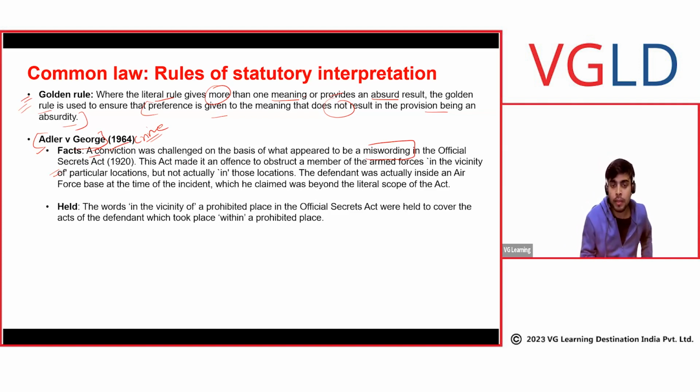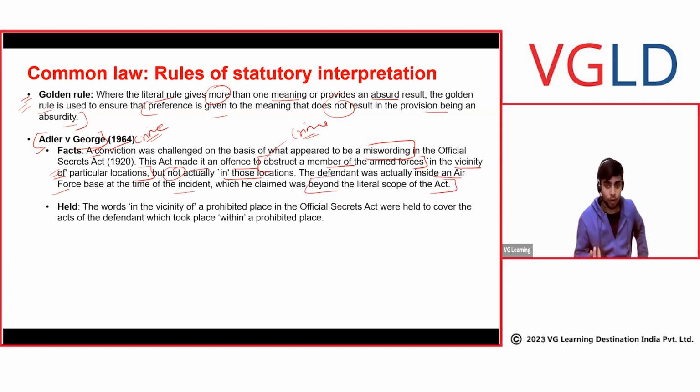Okay. The act made it an offense to obstruct a member of the armed forces, so definitely it's a crime, in the vicinity of a particular location. But not actually in those locations. The defendant was actually inside an Air Force base at the time of the incident, which he claimed was beyond the literal scope of the act. So what it's saying basically is, let's say some person has a bat and has struck another person.